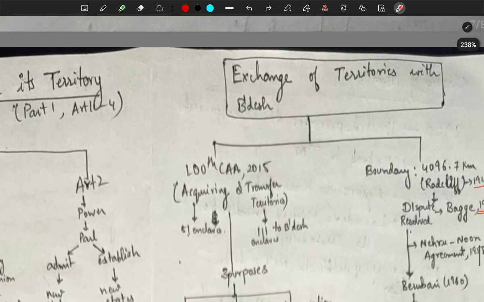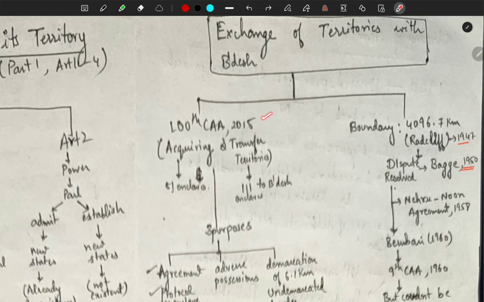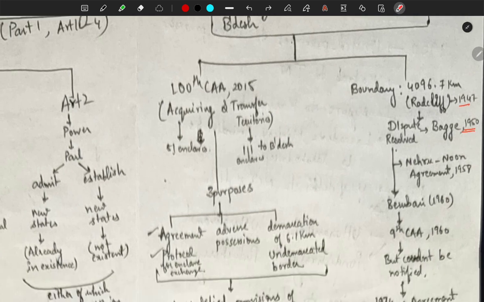Okay, then we'll go to exchange of territories with Bangladesh. How did this happen? What is the history behind it? It all began from the 100th Constitutional Amendment Act 2015, basically acquiring and transferring territories. India had to acquire 51 enclaves from Bangladesh and transfer 111 enclaves to Bangladesh.